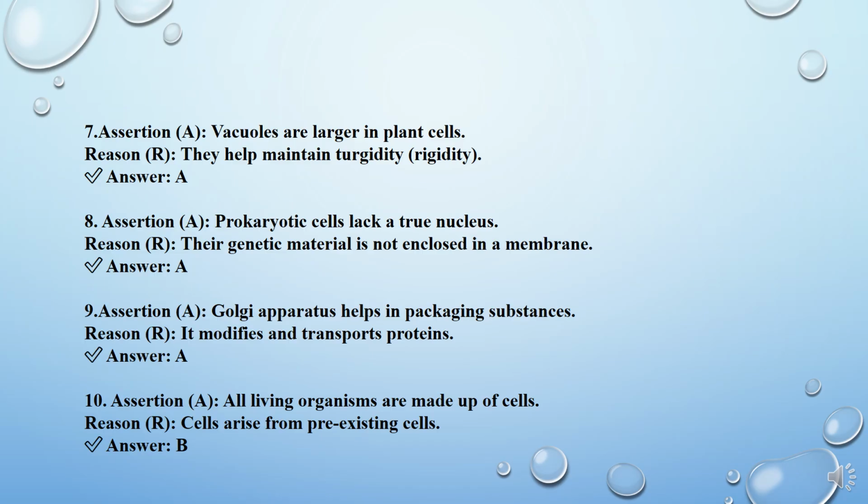Question number 8 of the assertion-reason type question. The assertion statement is prokaryotic cells lack a true nucleus. Reason: their genetic material is not enclosed in a membrane. The answer is A because both the statements are correct. And why do prokaryotic cells lack a true nucleus? Because the genetic material is not enclosed in a membrane-bound organelle. So it is the correct explanation of the assertion statement.